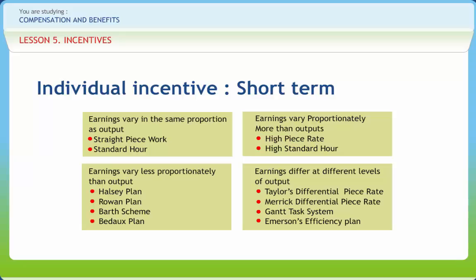The Merrick differential piece rate system is a modification of the Taylor system with 3 instead of 2 rates. One large step is broken into 2 so as to encourage new and average workers. Premium and task bonuses have been devised by H.L. Gantt and is the only one that pays a bonus percentage multiplied by the standard time.